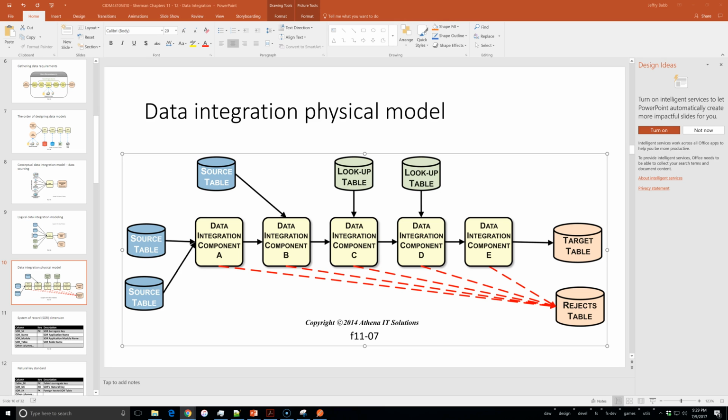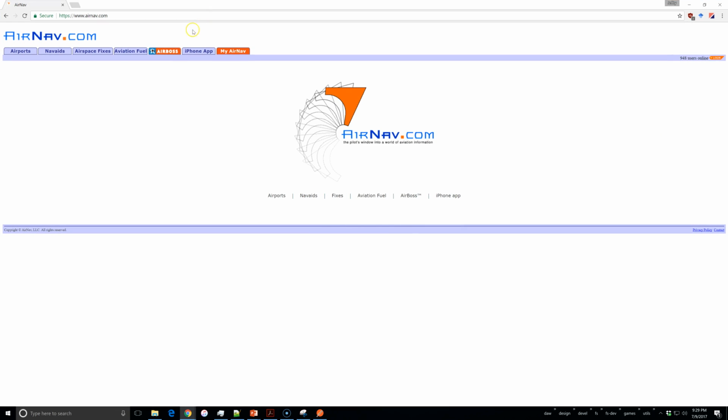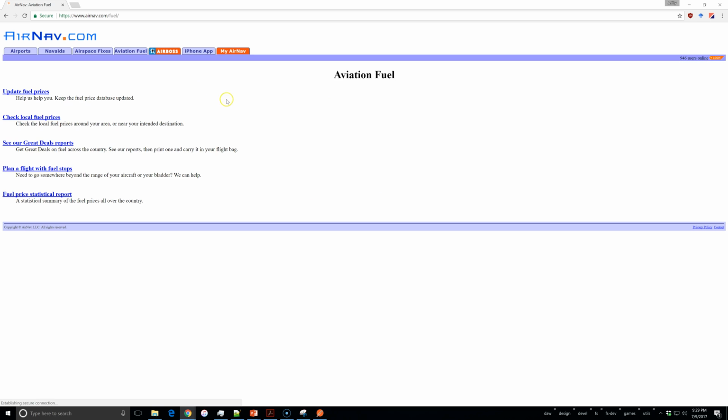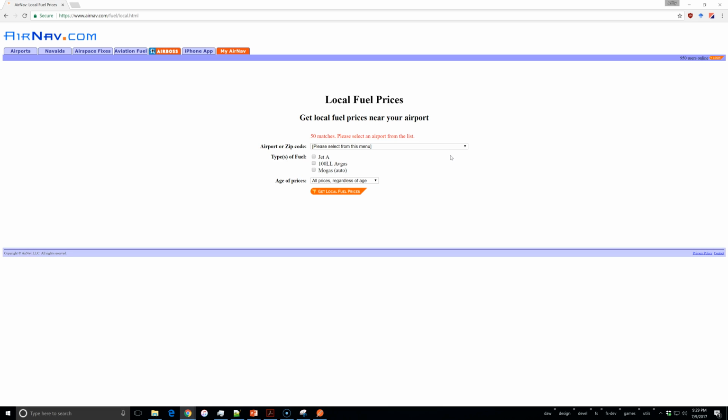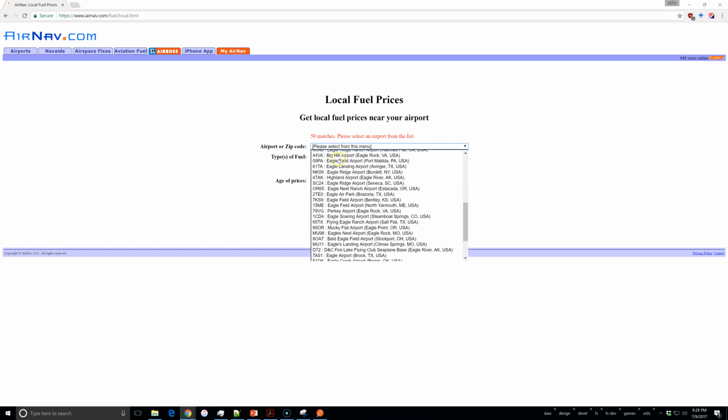So let me see if I can remember a website where I know you can look up the fuel. AirNav has been around for a long time. They have this page called Aviation Fuel. Check local fuel prices, and you can put in the area or zip code. So EGLL. Let's see if we can get something from EGLL. Oh, hold on. Oh yeah, and it found a bunch.